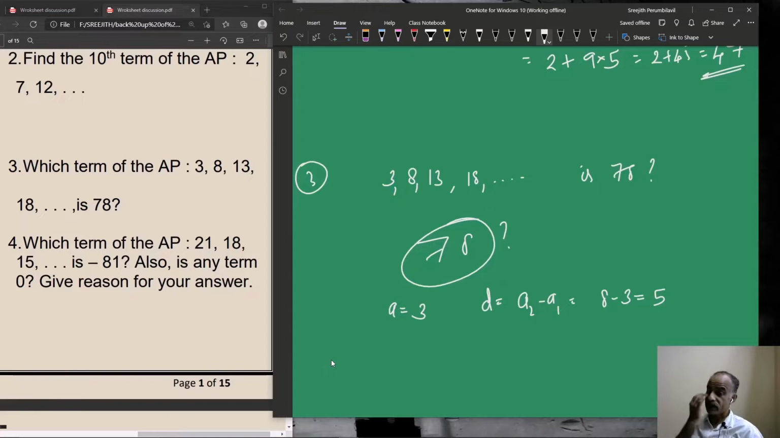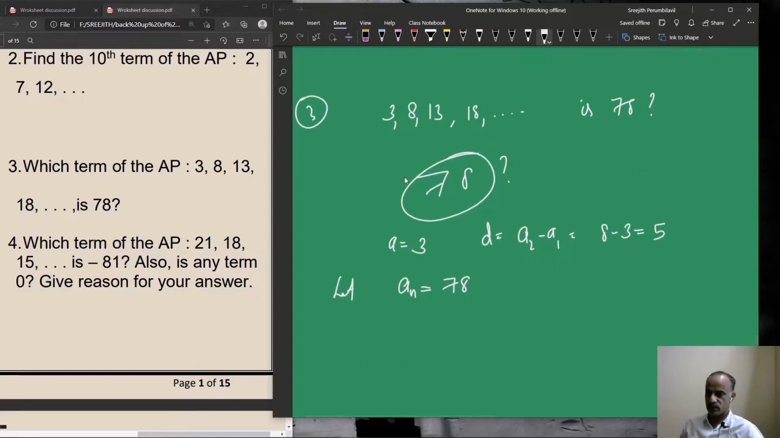Now, we need to find the position of the term 78. Which term? 10th term? I don't know. Let An be equal to 78. What do you mean by An? The nth term is equal to 78. That is A plus (n minus 1) into D is equal to 78. We need to find the position, that is n is to be found out. It is the 10th term, 20th term, etc. A is known to us, D is also known, n is missing. That is what we have to find out.